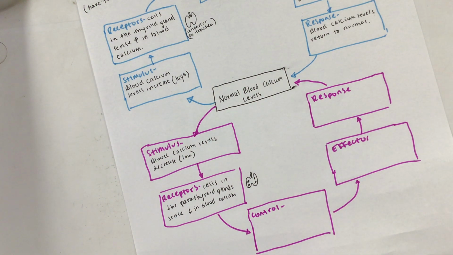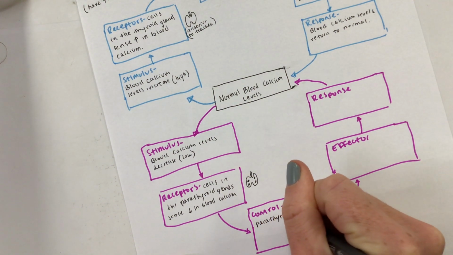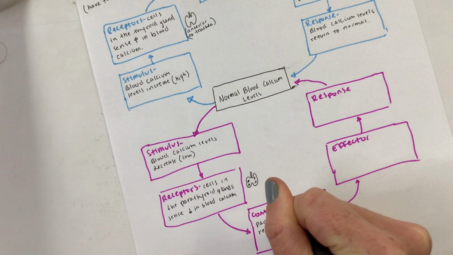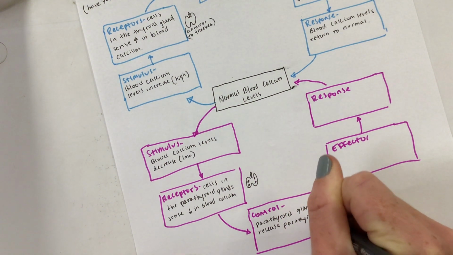Now, these cells in the parathyroid gland that sense are going to signal your control center to make the decision, your parathyroid glands, to release parathyroid hormone, because your control center is what decides what to do next. So parathyroid glands are going to release parathyroid hormone.